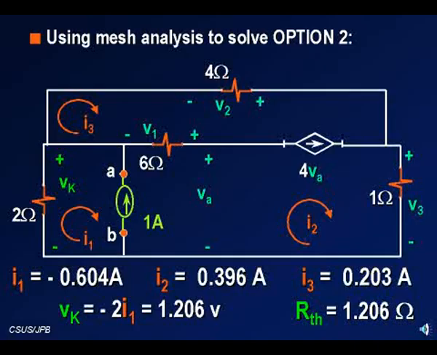And then here I calculate mesh I1, I2, and I3. And then once I get mesh I1, I can calculate Vk, which is minus 2I1, and Vk is equal to the Thevenin resistance. And you notice that I got the same answer. Of course, you expect that I get the same answer that we got using option 1.